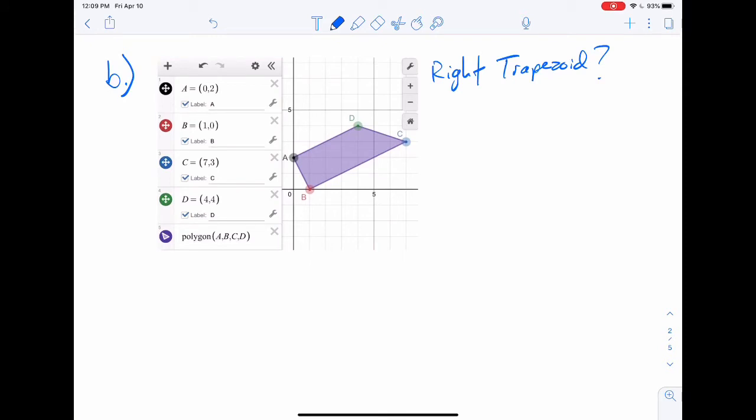Okay, so in order to prove this, we'd have to prove it's a trapezoid, which means it would have a pair of opposite parallel sides. And to be a right trapezoid, we'd have to prove that these are right angles. Okay, so let's try and do so. First, the opposite sides being parallel. How would we prove that those two sides are parallel? Look back at your work, how you prove lines on a graph are parallel, and try and do so.